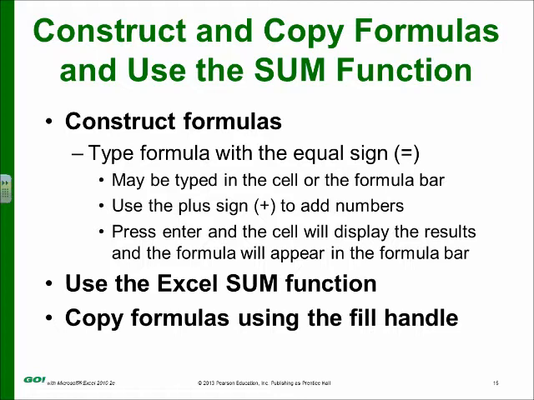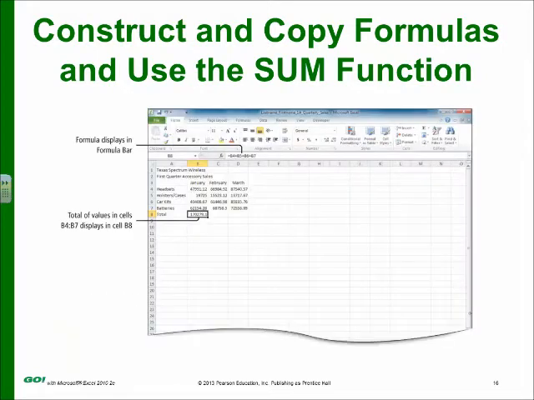Once we've hit enter and we've entered the data into that cell, we're leaving that cell, and the answer will appear in the cell in the worksheet. However, the formula will still appear in our formula bar. Here is our answer as it appears. This is the total of B4, B5, B6, and B7. The total of these four numbers is found here in cell B8.